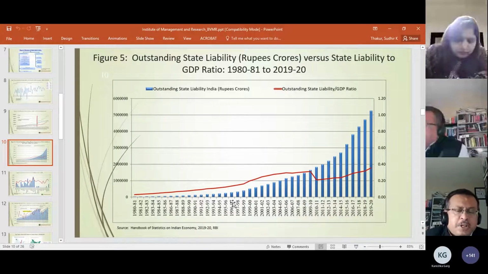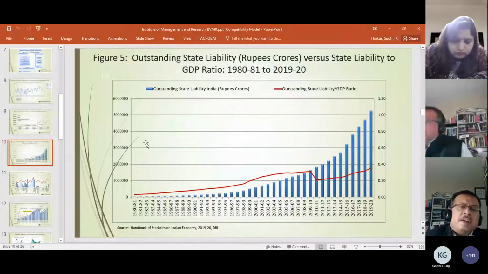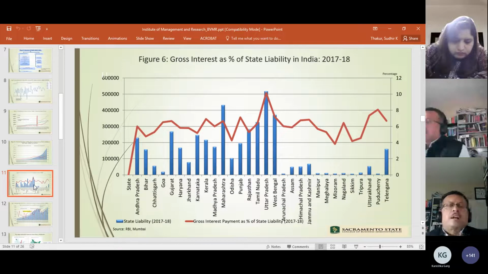The blue bar shows the outstanding state liabilities in rupees crore. The amount that the state governments owed in 1980-81 was 26,783 rupees crore. That has increased 200 times by 2019-20. That is a huge leap in the level of the debt in India. The slide basically gives us a glimpse of the genesis of the debt problem in India. The next slide shows us the gross interest as a percentage of state liability in India for a particular year, 2017-18.